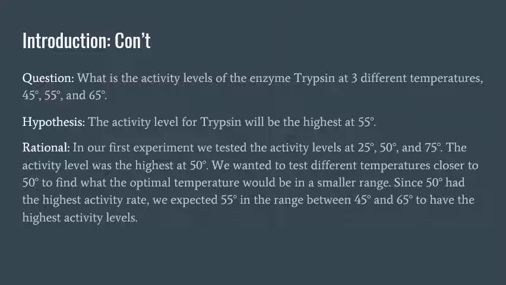We wanted to test the different temperatures closer to 50 degrees to find what the optimal temperature would be in a smaller range, since 50 degrees had the highest activity rate. So we expected 55 degrees in the range between 45 and 65 to have the highest activity levels.